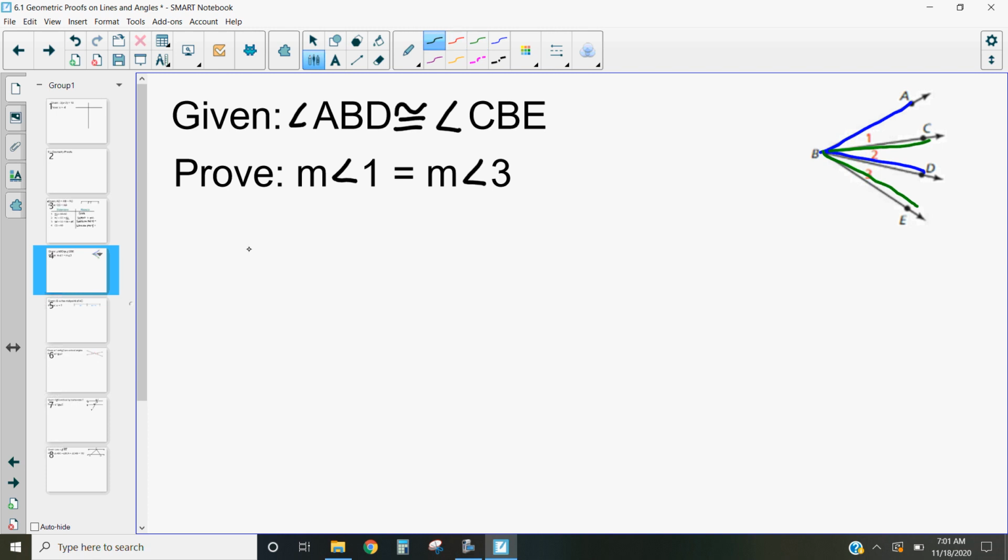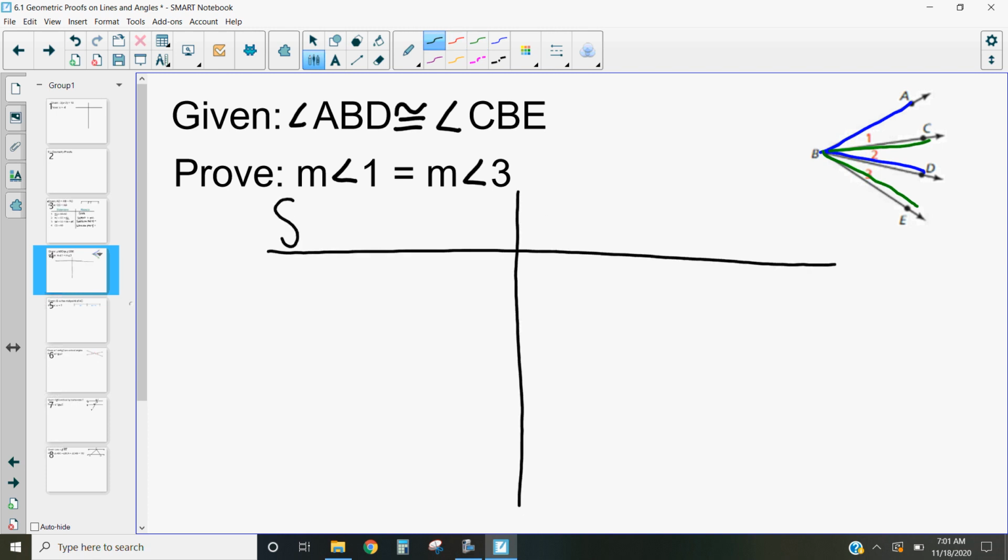Awesome. The first place I want to start is with my two-way table. So I'm going to have a statement, and then I have my reasons. Now, with that being said, what we want to do here is see if there's anything in common. As I look just at my picture here, they said the blue one is equal to the green one, right? They're congruent, so they're the same, which means that the measure of those angles are the same.